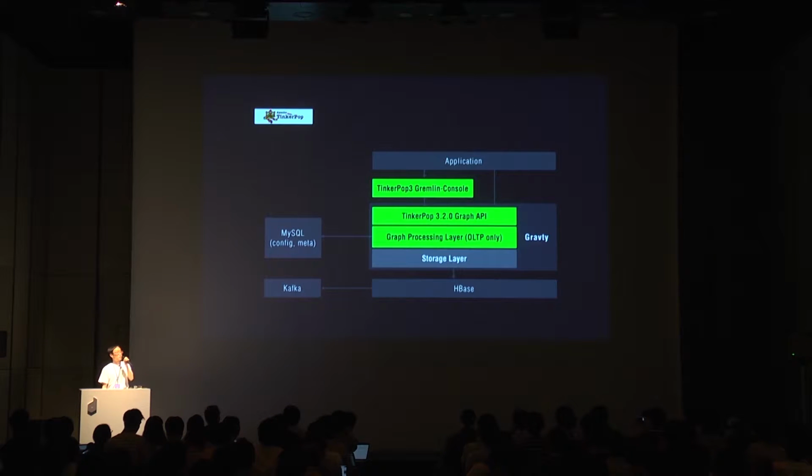Gravty uses TinkerPop as a graph database framework. Currently, Gravty only includes OLTP functionality. Because we use TinkerPop, we can either use Gremlin console or directly call Graph API in embedded mode. And we can use Gremlin, the graph traversal language, and REST API. Graph computations or metadata is stored in MySQL DB.